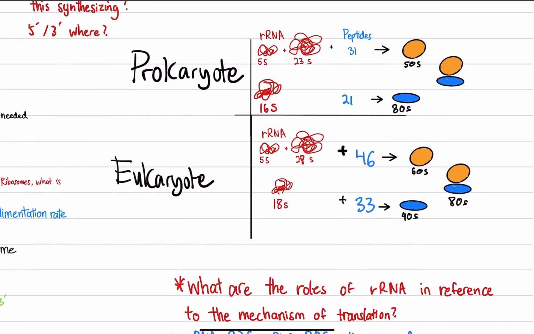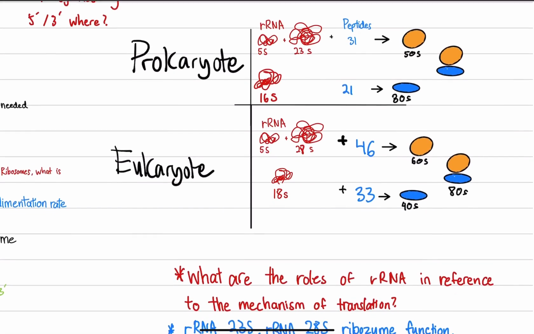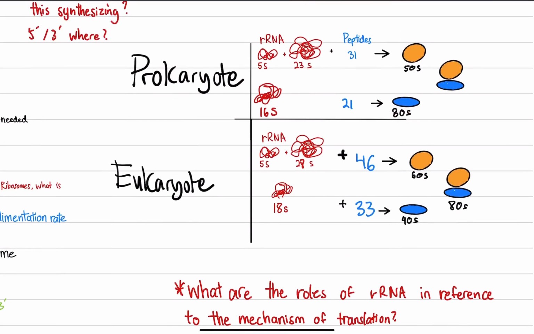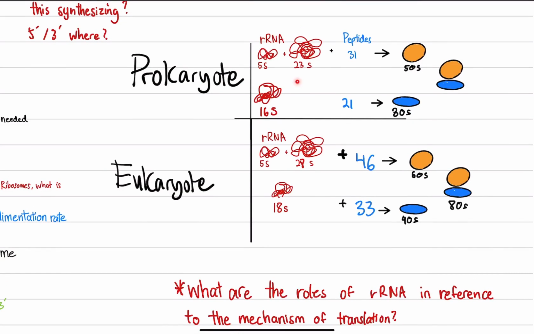So here's a question to ask. What are the roles of the RNA in reference to the mechanism of translation? We have already discussed this before. The rRNA 23S and the rRNA 28S have ribozyme functions. And ribozymes are catalytic RNA enzymes. So this is important to remember, 23S and 28S. And notice the 23S is inside the prokaryote, and the 28S is inside the eukaryote.